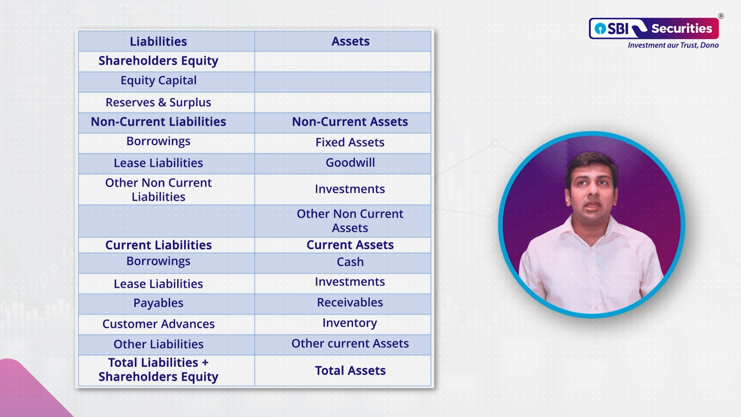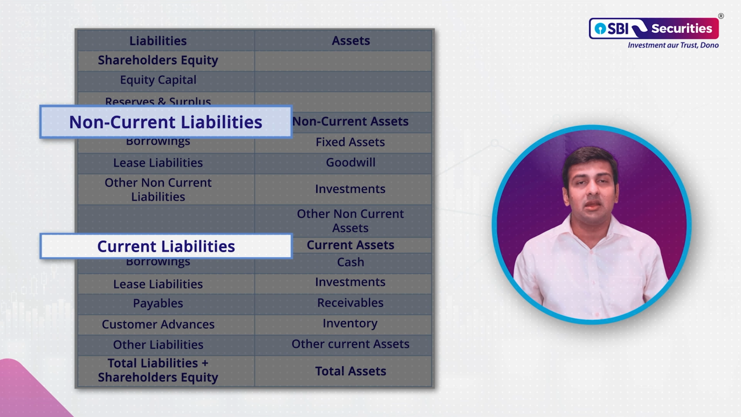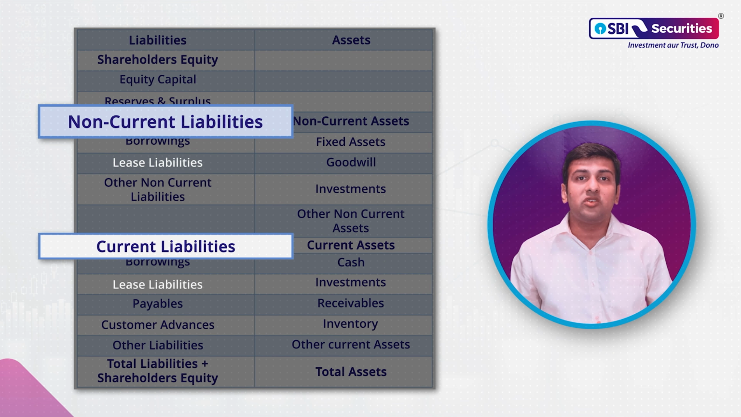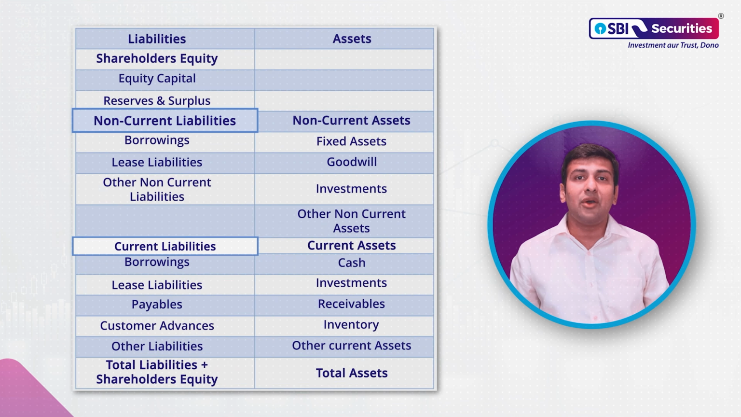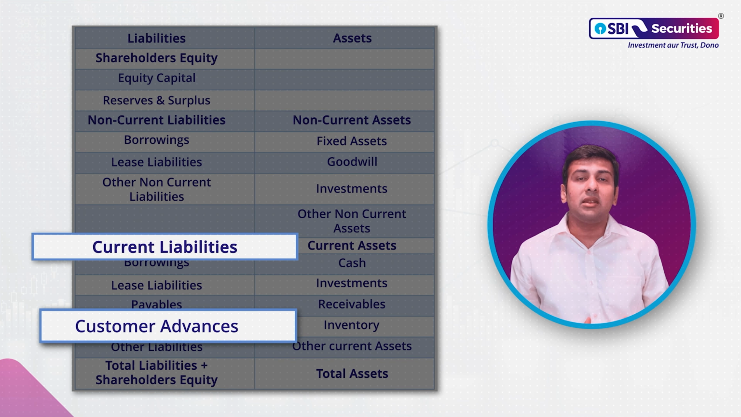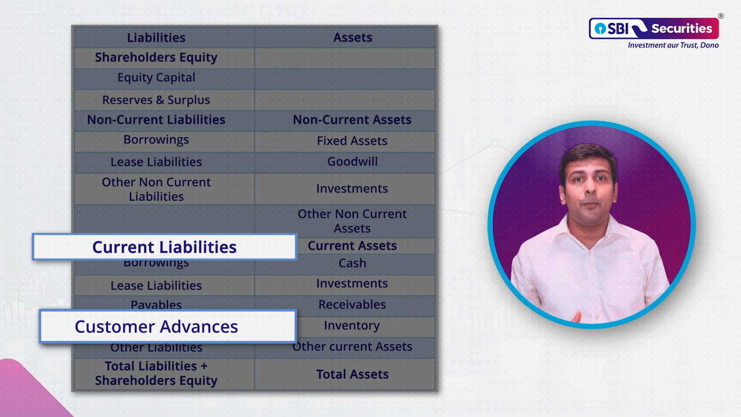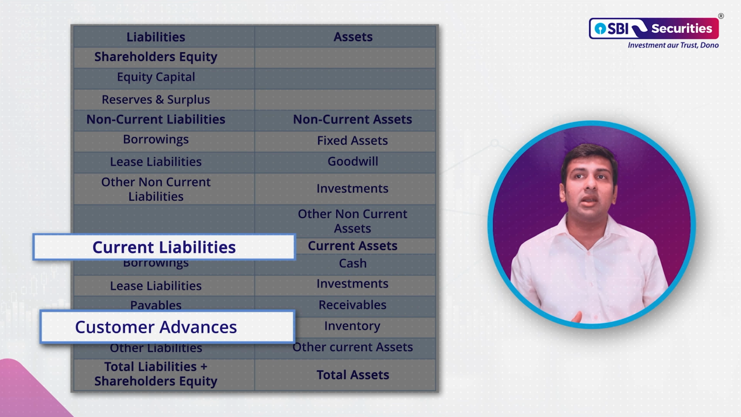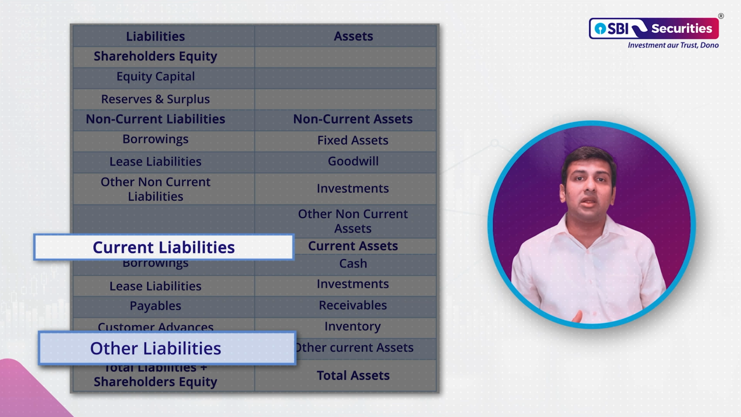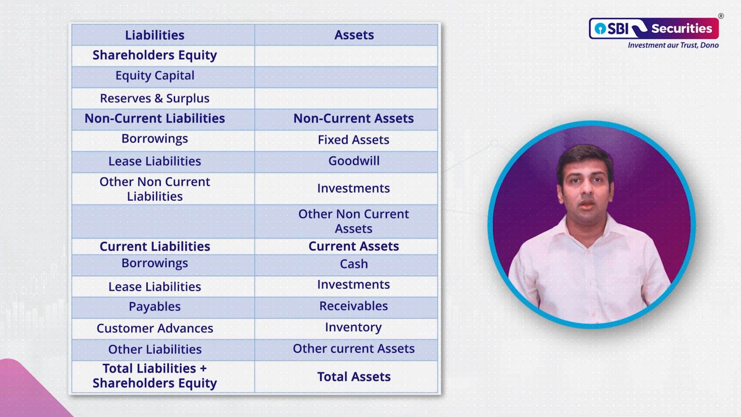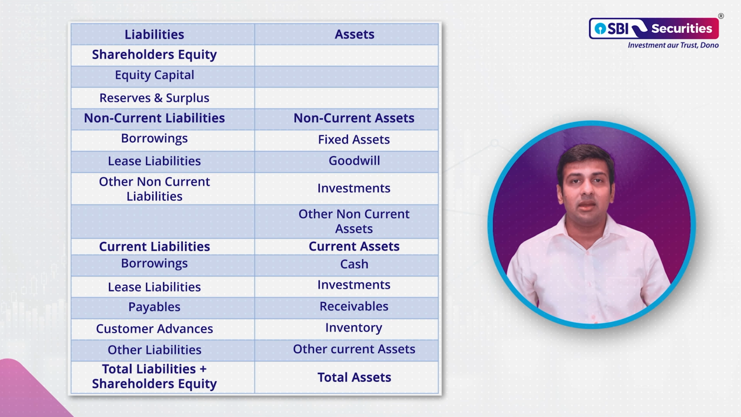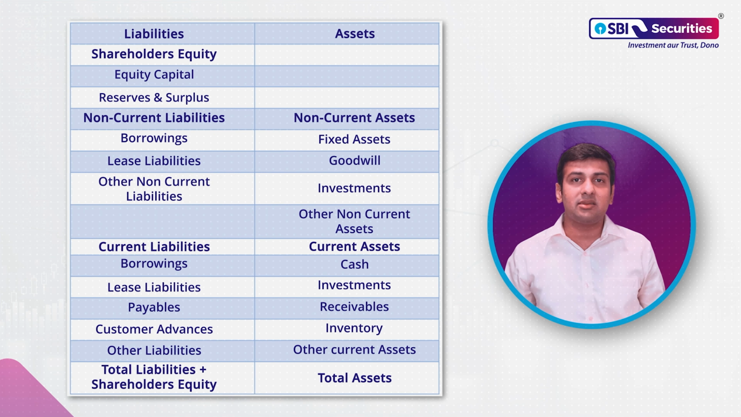Looking at the other key line items on the liability side, you have lease liability, which is the present value of all the future lease payments. Then you have customer advances. It means the money which is received in advance for products or services which will be delivered later. And you have other liabilities such as deferred tax liabilities and provisions. So that was all about liabilities. Now let us move to the asset side of the balance sheet.